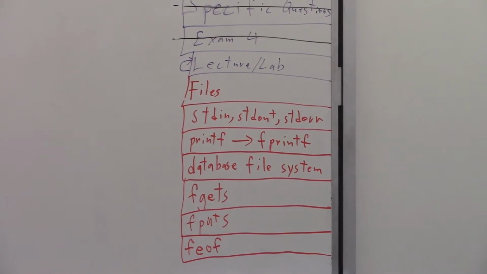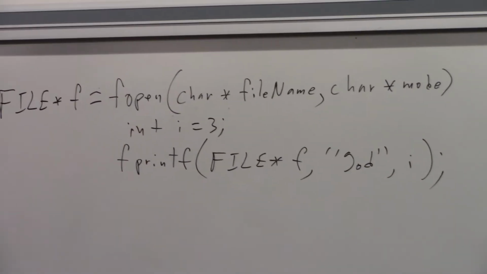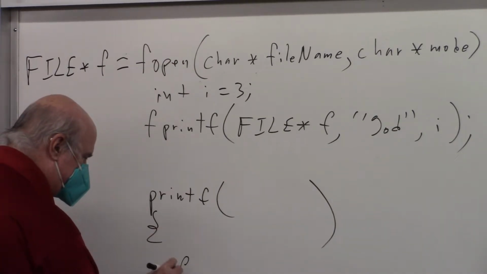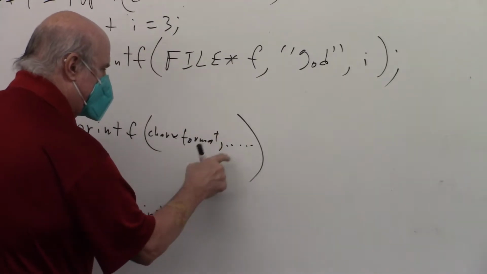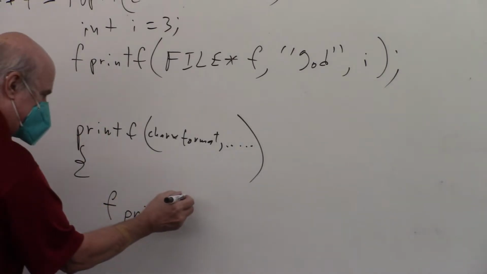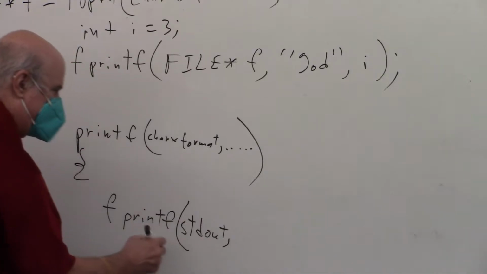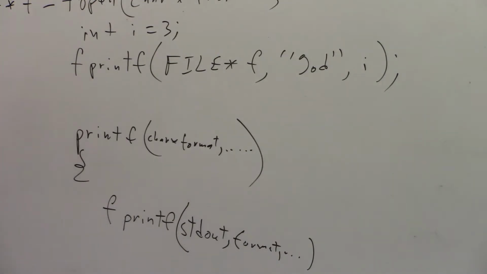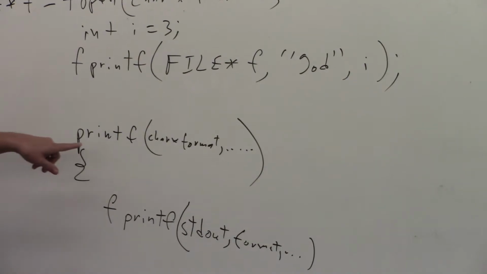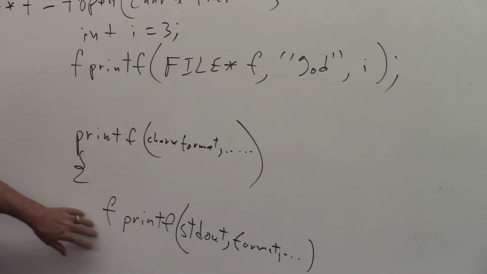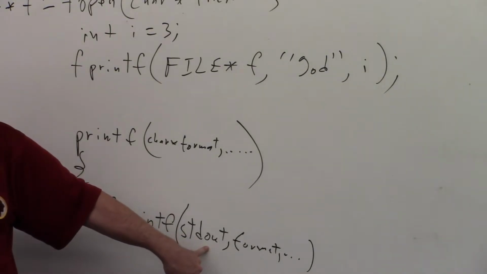So, printf is actually defined to be a method that simply calls fprintf. We'll get to the dot dot dot later, that's a variable parameter specification. But printf is simply fprintf, where it passes standard out and whatever else you pass in. That is literally how printf works. Printf simply calls fprintf, passing standard out as the first parameter.